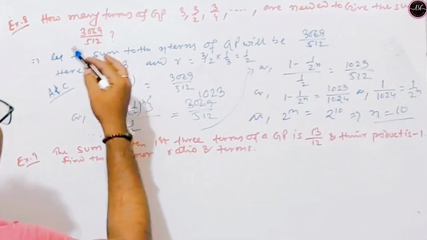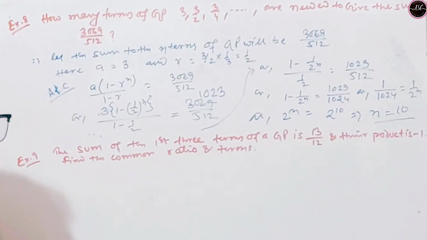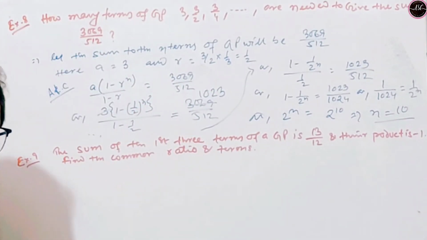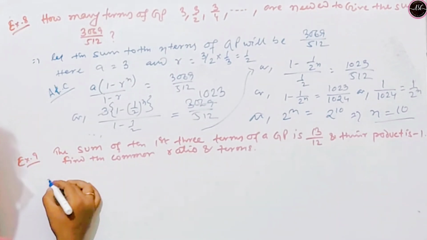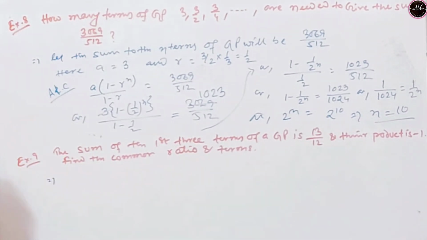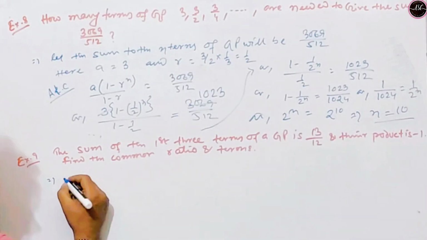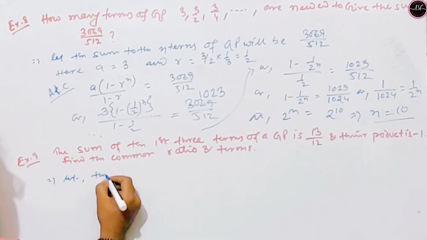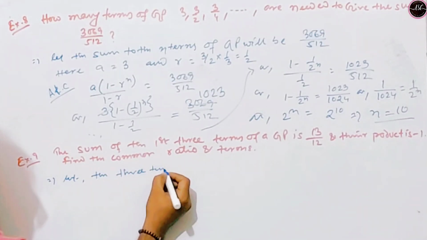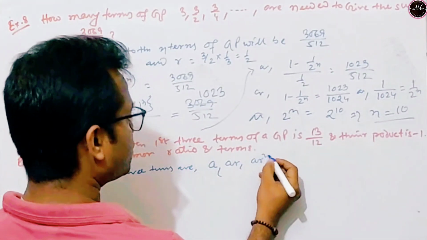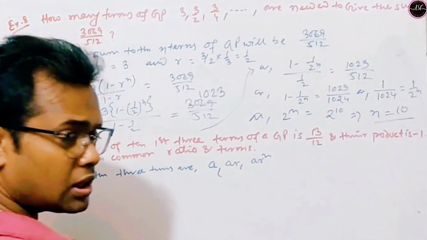So there will be n terms, and the sum of the nth term will be 3069 divided by 512. Okay. Now look at this. The sum of the first 3 terms of a GP is 13 by 12 and their product is minus 1. Find the common ratio and the terms. So we first take the 3 terms. Let the 3 terms be A, AR, AR square. Okay. These are the 3 terms.